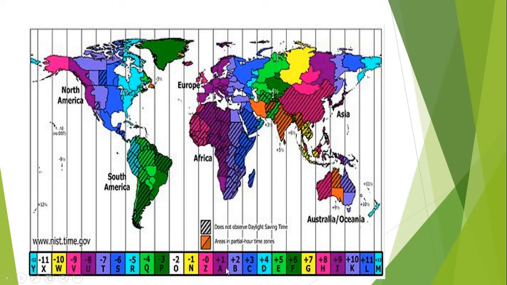As we move towards the east, towards Indian subcontinent, at the bottom you can check, after every 15 degrees, there is plus 1 hour. And similarly, on the western side, you can see every 15 degrees have a difference of 1 hour.